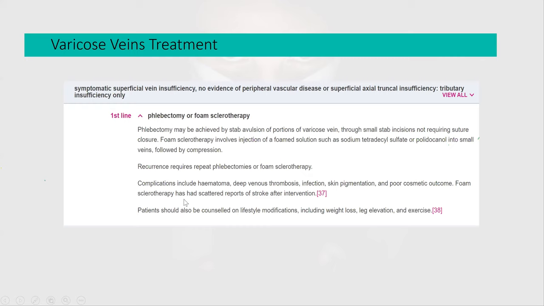And we have complications such as DVT, hematoma, some infection, and poor cosmetic outcome. As we said, this is not sutured, these are stab incisions, and stroke can happen after foam sclerotherapy.